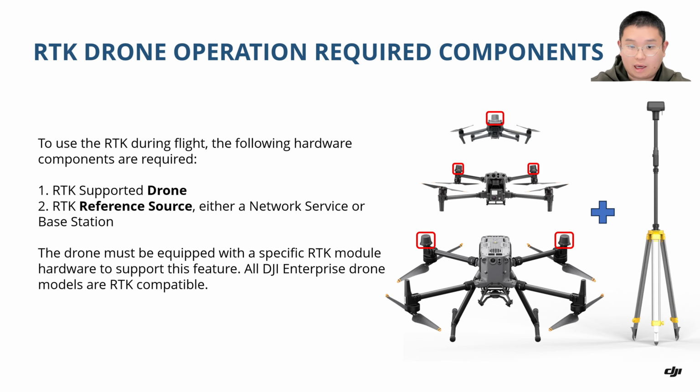They either come with built-in RTK antennas or have the capability to attach one, which makes them all suitable for RTK operations. In addition, DJI Enterprise offers the DRTK series mobile station as an option to be used as an RTK reference source.